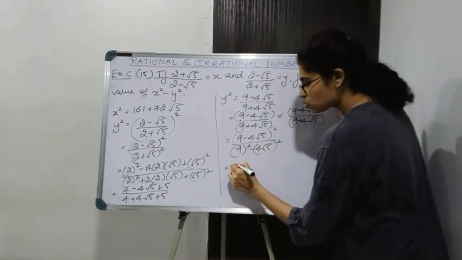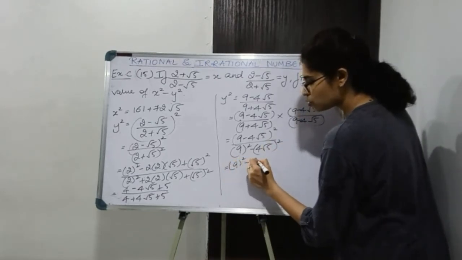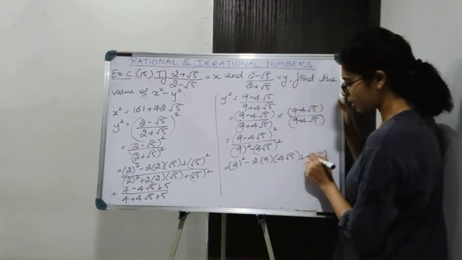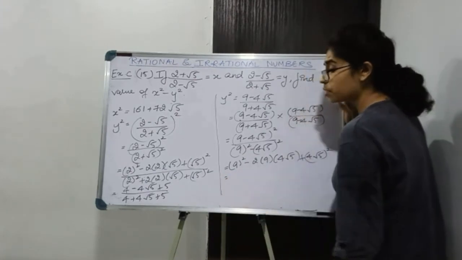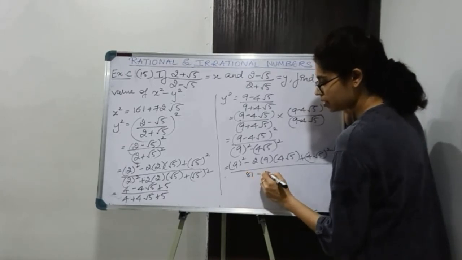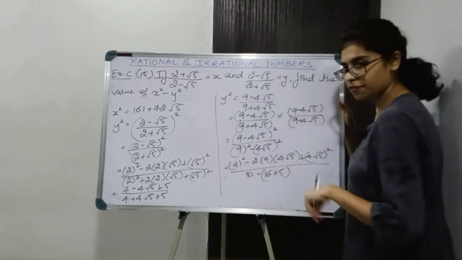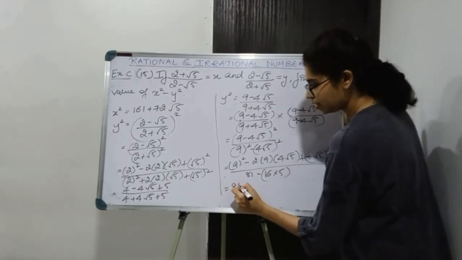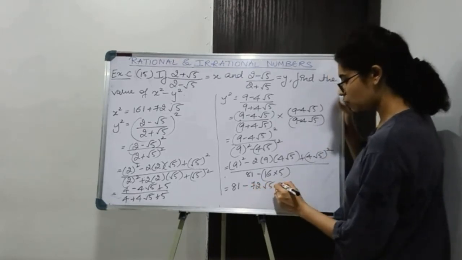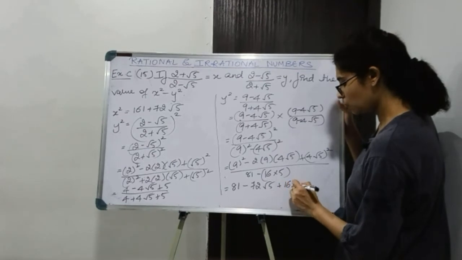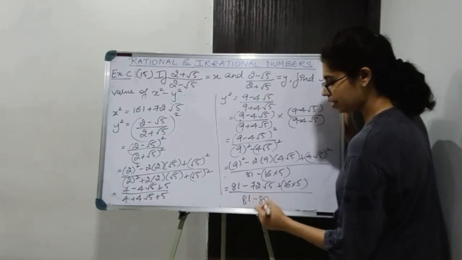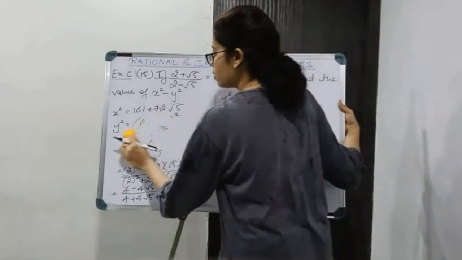We'll expand this, so we'll get 9 square minus 2 into 9 into 4 root 5 plus 4 root 5 square, upon 81 minus 16 into 5. So it is 81 minus, it is going to give 72 over here. 81 minus 72 root 5 plus 16 into 5 ho jayega. 81 minus 80, so denominator mein 1 ho jayega.